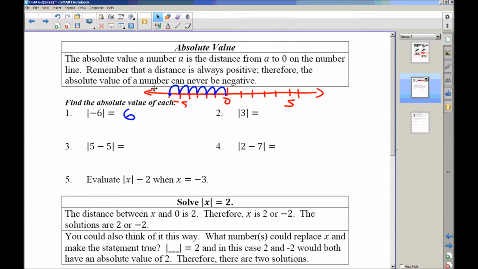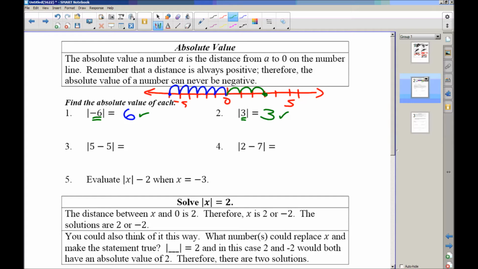And then absolute value of 3. So that says if I'm standing on 3, how far do I have to walk to get back to 0? 1, 2, 3 steps, 3 units. Okay, so the absolute value of +3 is also +3. So what it does is it takes negative numbers and makes them positive, and it takes non-negative numbers and leaves them the same. So 0 would stay the same, 1 would stay the same, 2, 3 stays the same.